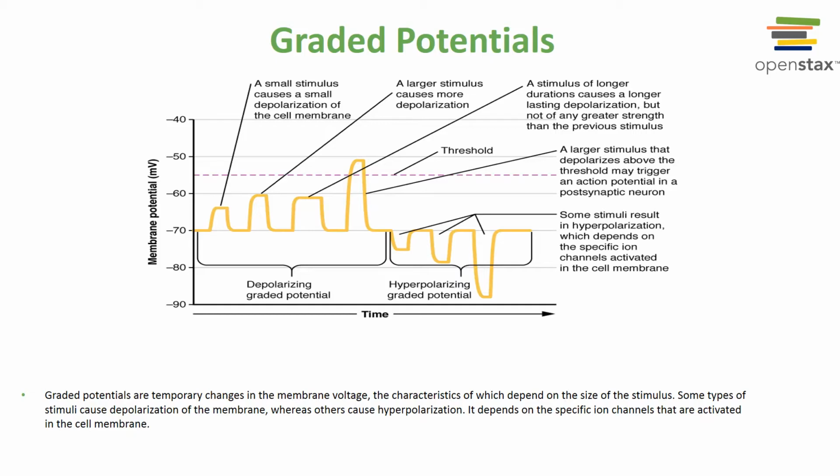And this might result from sodium ion channels opening, because sodium ion channels generally depolarize the membrane and are excitatory. Some stimuli may result in hyperpolarization, and this might be an example of potassium channels opening. And again, the stimuli may produce different types of hyperpolarization depending on the size of the stimulus and how long it lasts.